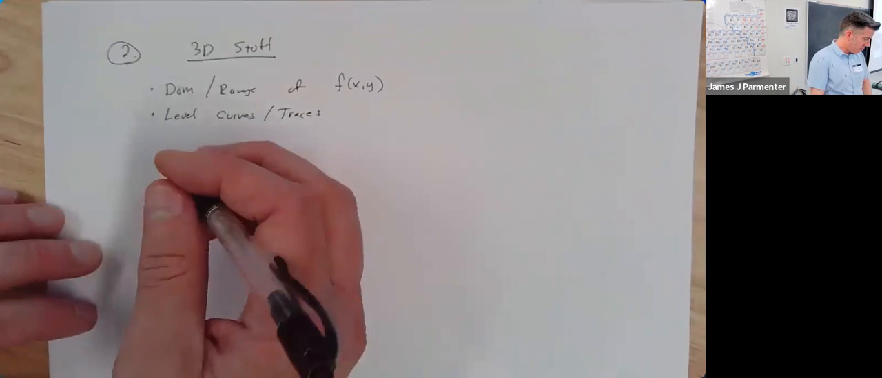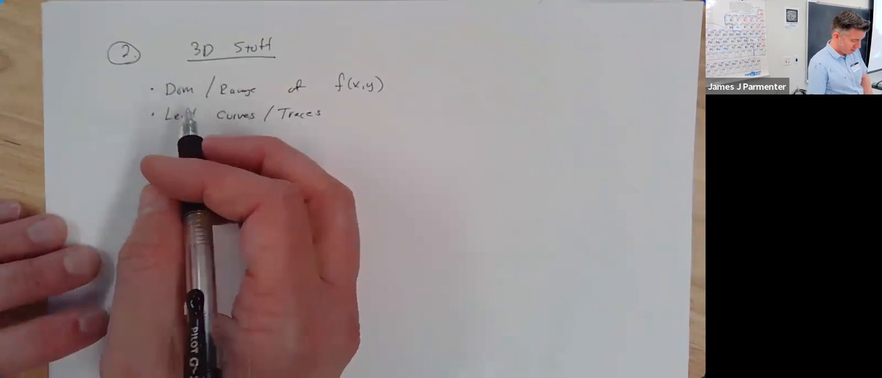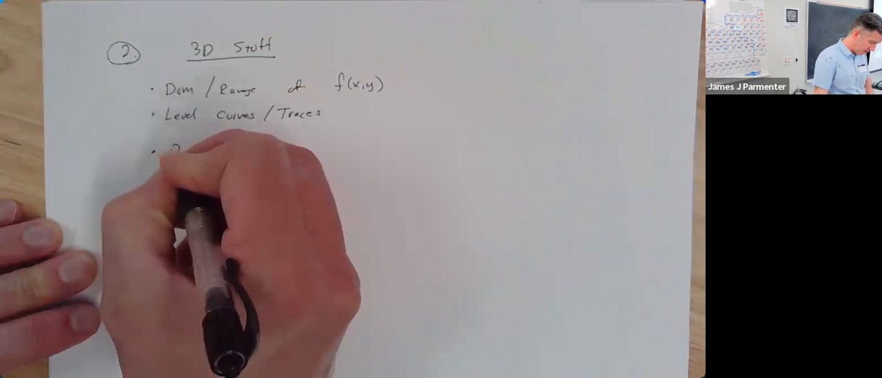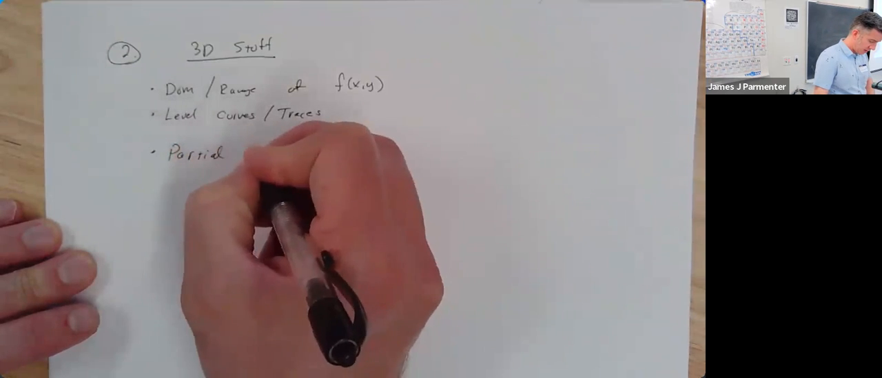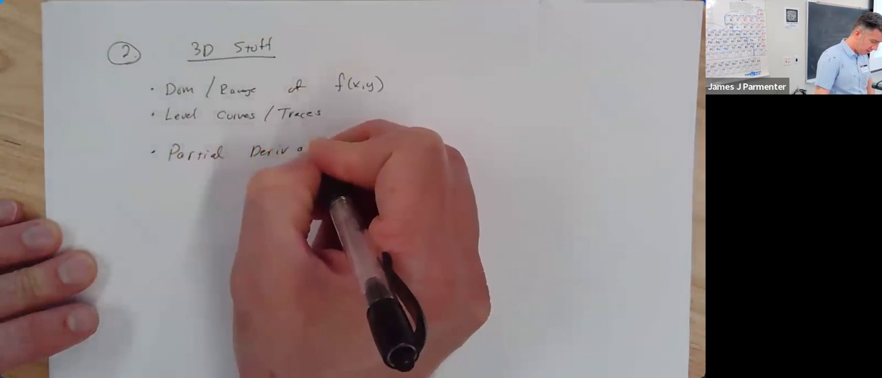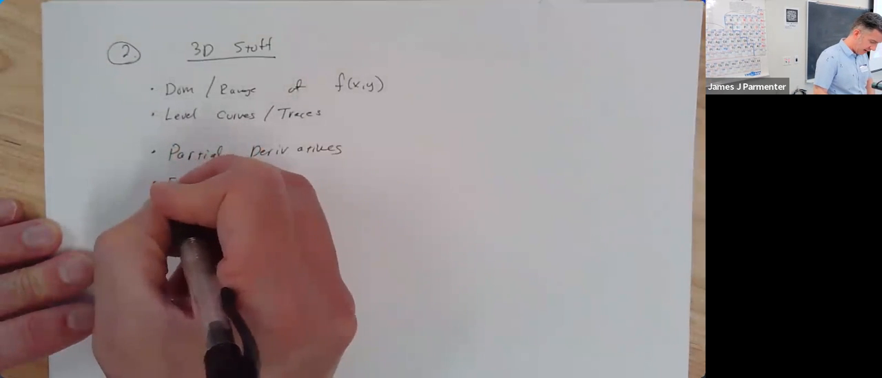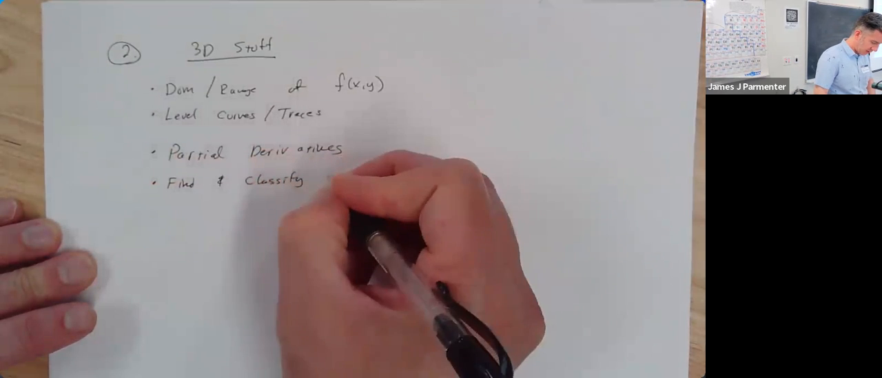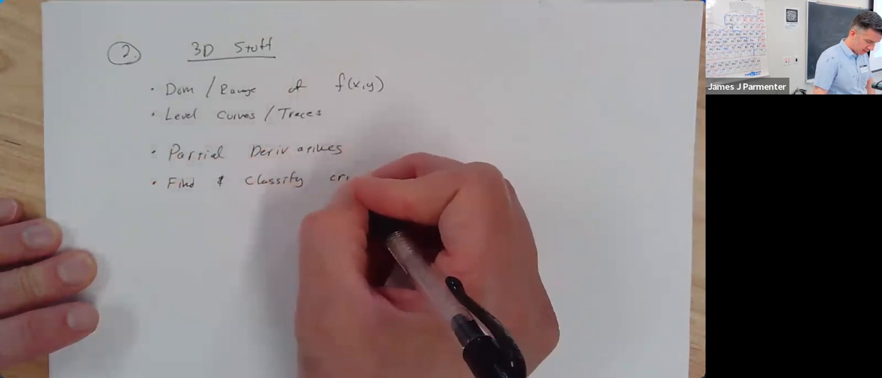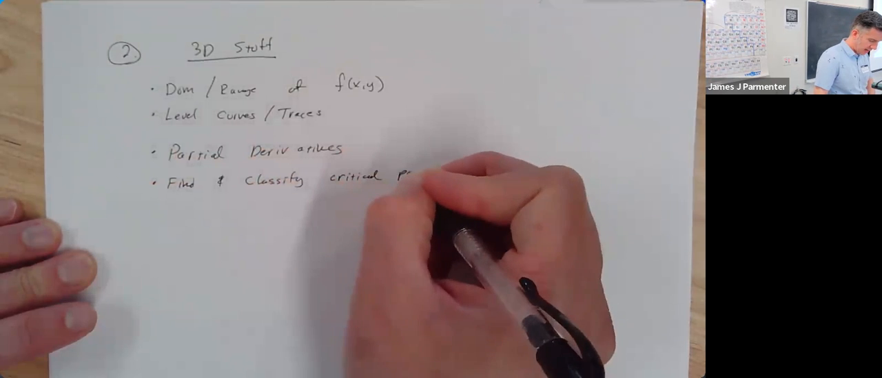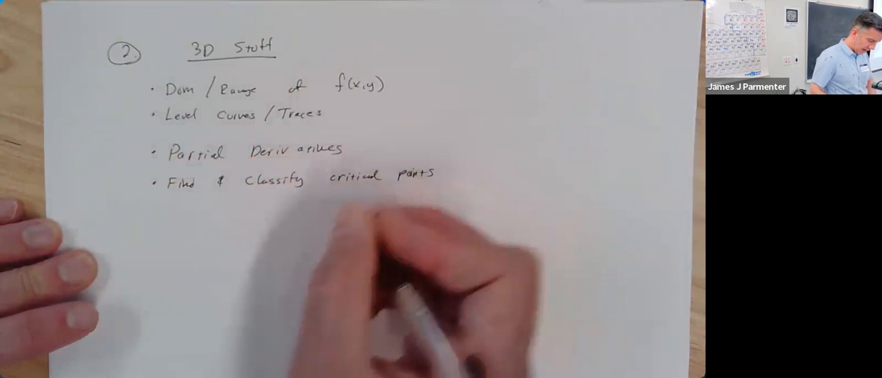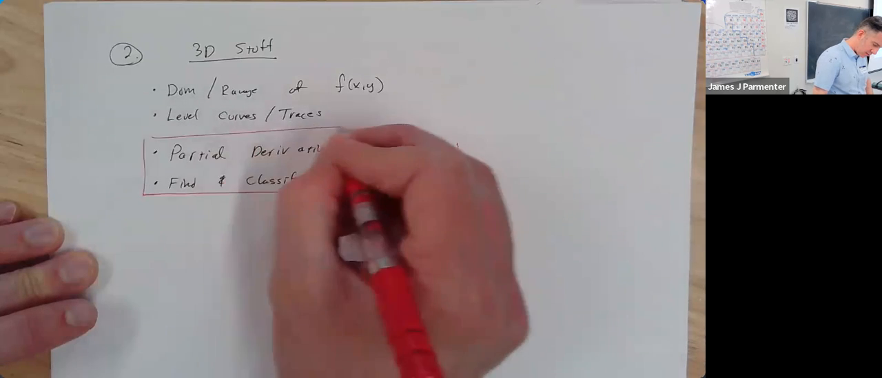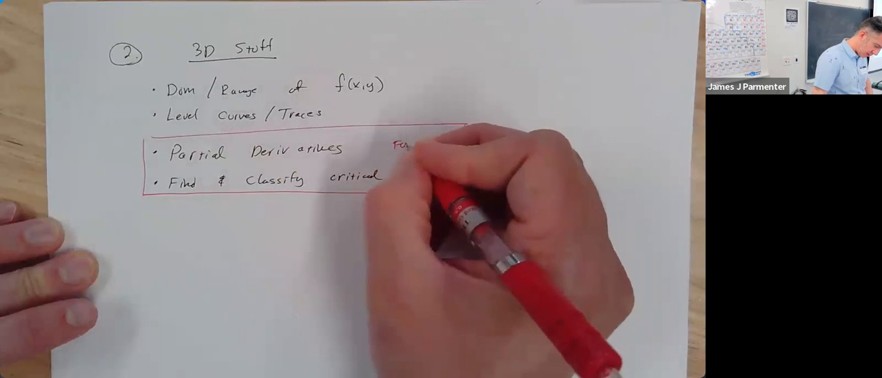But then the things I think will for sure show up, which is also in this 3D stuff, is the partial derivatives and using them to find and classify relative extrema, or critical points, I should say. That for sure. I can't imagine this not showing up. For sure, this.